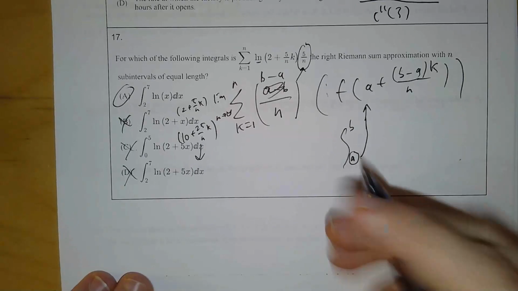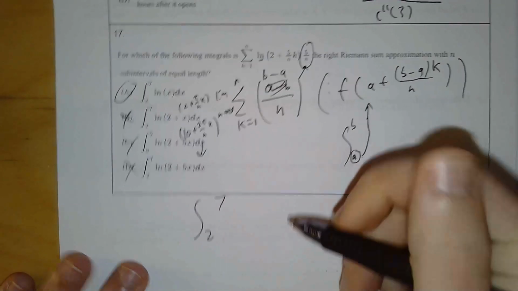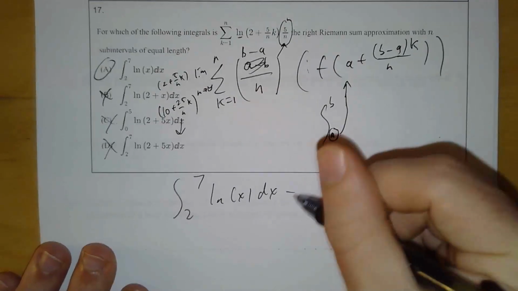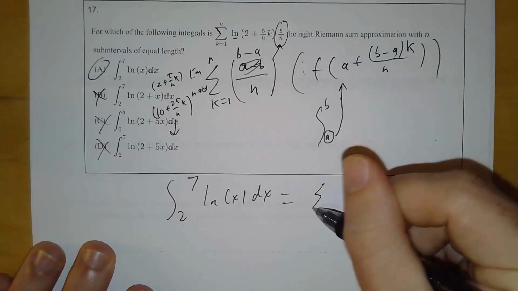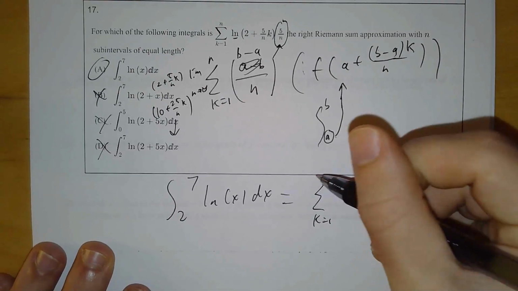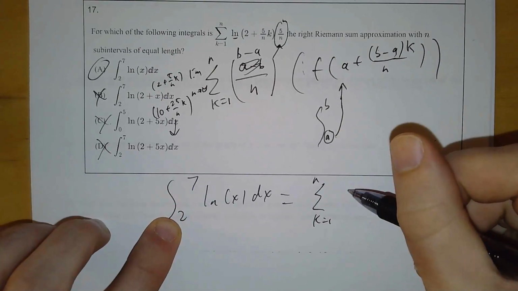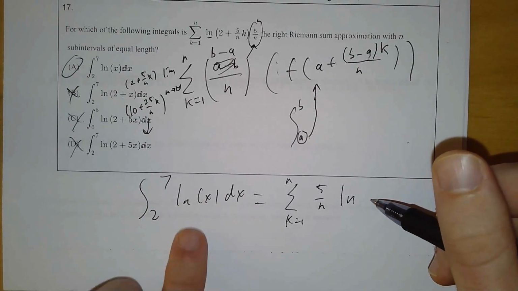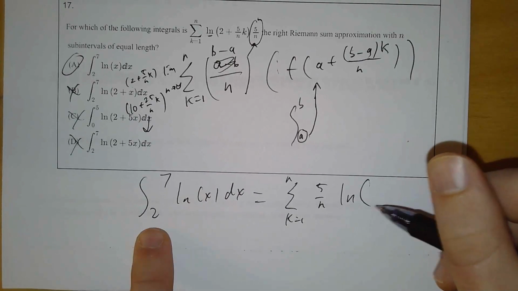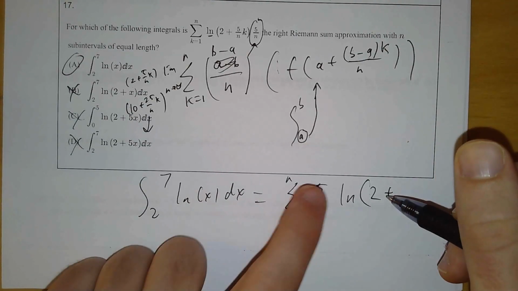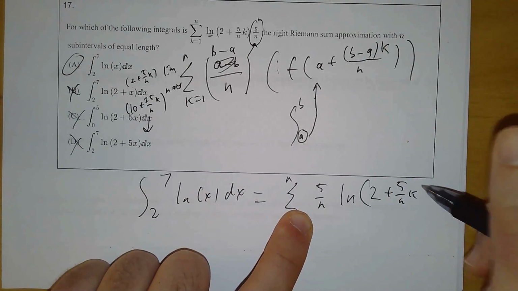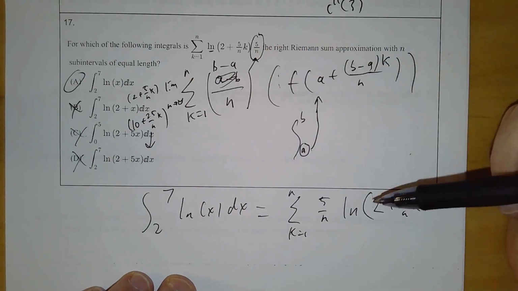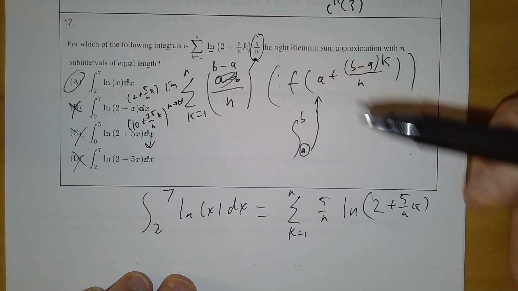So let me just do it from scratch. Integral 2 to 7 ln x dx equals, as a summation, k equals 1 to n. It's 7 minus 2 over n, so it's 5 over n. And then you just rewrite the function as it is, ln, and then you replace the x with that starting point 2 plus that same width, 5 over n k. Boom. That's it. And look, that matches that exactly. I wrote it in a different order, but it's exactly right. So be familiar with 17.